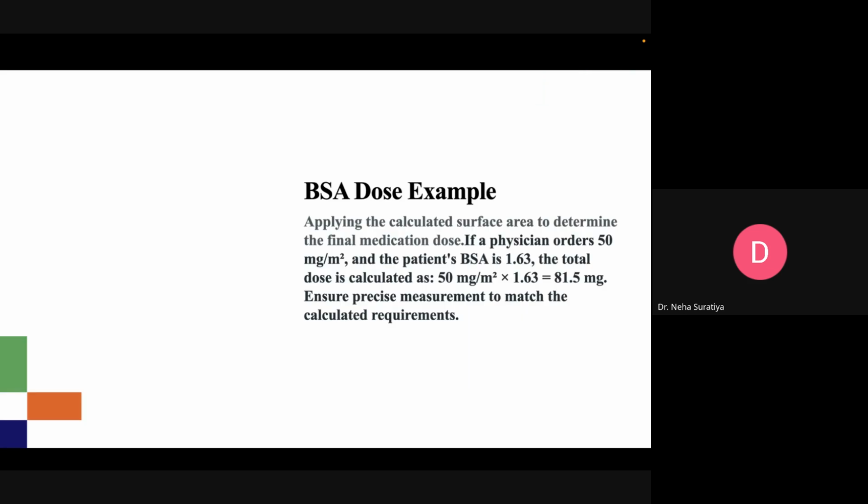Now let's come to the dose. Let's move one step ahead: how to do dosing appropriately considering BSA. We already calculated that the patient has a BSA of 1.63 meter square. Now imagine the doctor prescribes 50 mg per meter square of a drug.